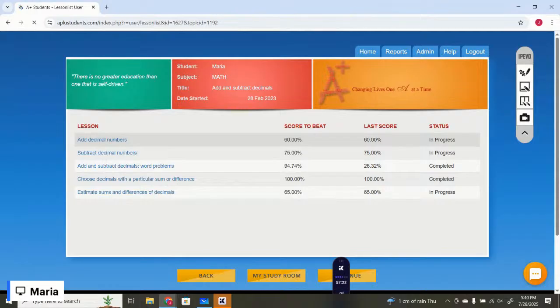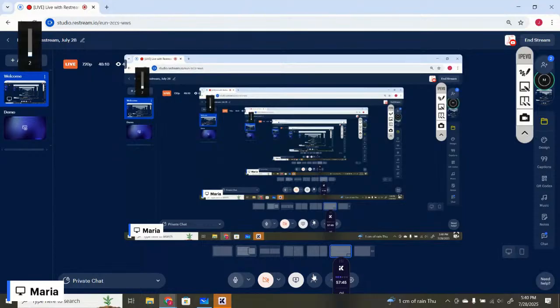So we were working on grade 4 math. The chapter we were working on is add decimal numbers, subtract decimal numbers, choose decimals with a particular sum or difference, estimate sums and differences of decimals. So please make sure before the next session you can complete practice questions. That is your work until next session.